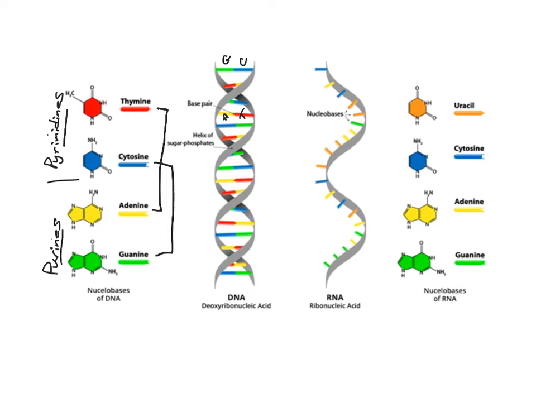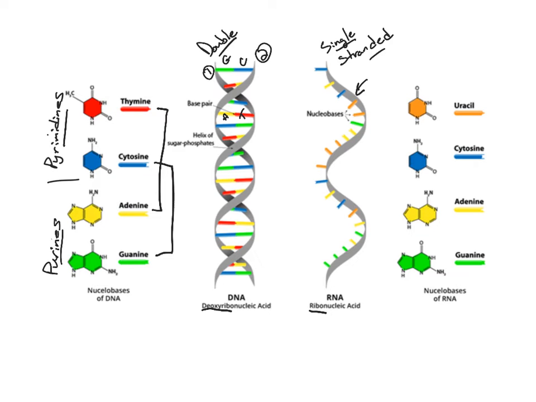RNA is only single-stranded, where DNA is double-stranded. Two polymers, 1, 2. They both have sugar phosphate backbones. Notice they both have sugar phosphate backbones. Of course, DNA has deoxyribose, where RNA has ribonucleic acid, or ribose sugar.